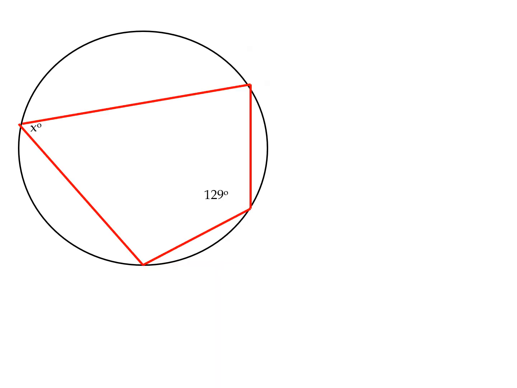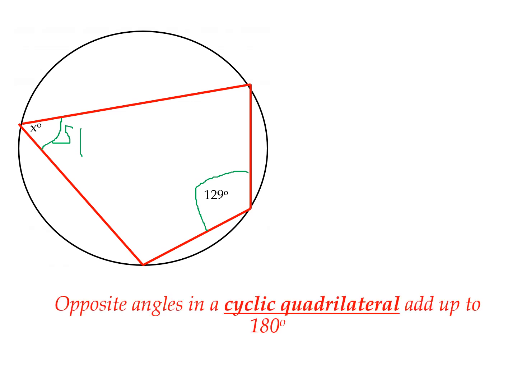So we should be spotting the cyclic quadrilateral. I've got 4 points on a circle, so we know it's a cyclic quadrilateral. So we know that these two make 180. So 180 subtract 129 is 51. Woo. So 51, and my reasoning would be opposite angles in a cyclic quadrilateral are 180.